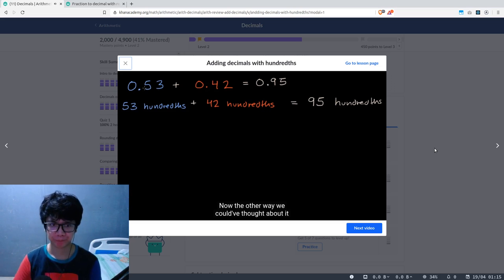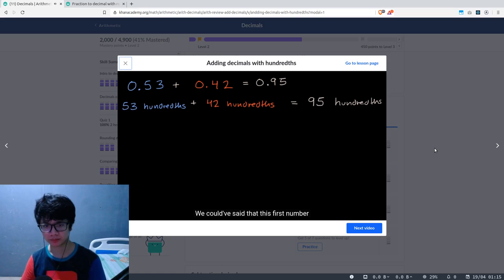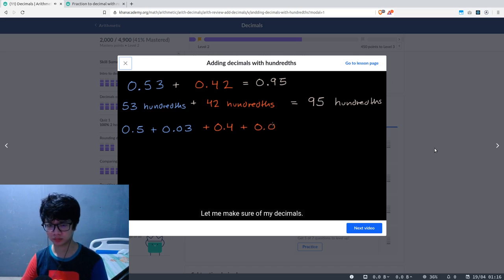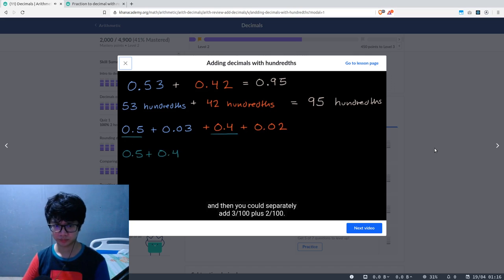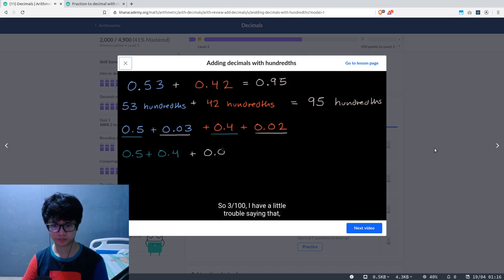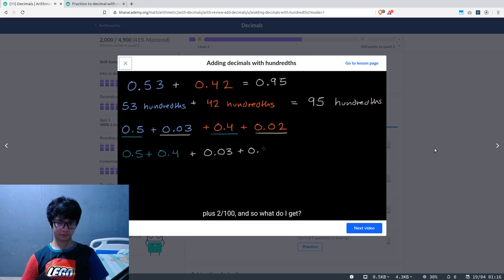Now, the other way we could have thought about it is we could have broken these numbers up. We could have said that this first number is 5 tenths plus 3 hundredths. And then the second number we could have rewritten as 4 tenths plus 2 hundredths. And then we could have separately added the tenths and the hundredths. So you have 5 tenths plus 4 tenths, so 5/10 plus 4/10. And then you could separately add 3/100 plus 2/100.